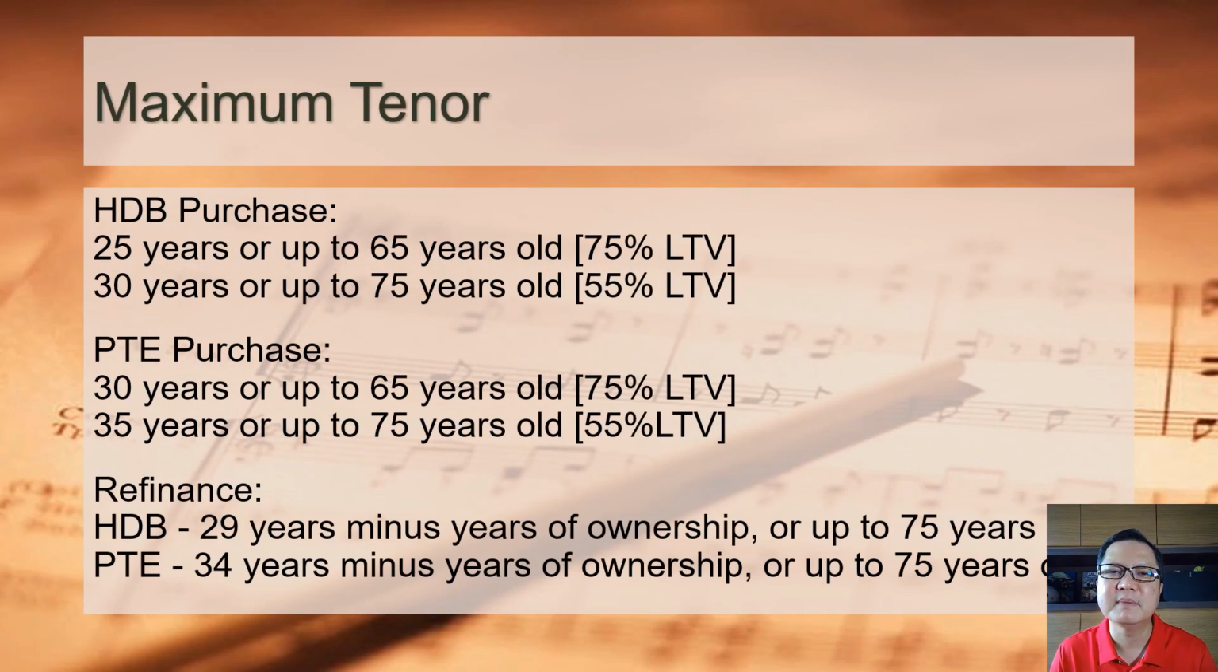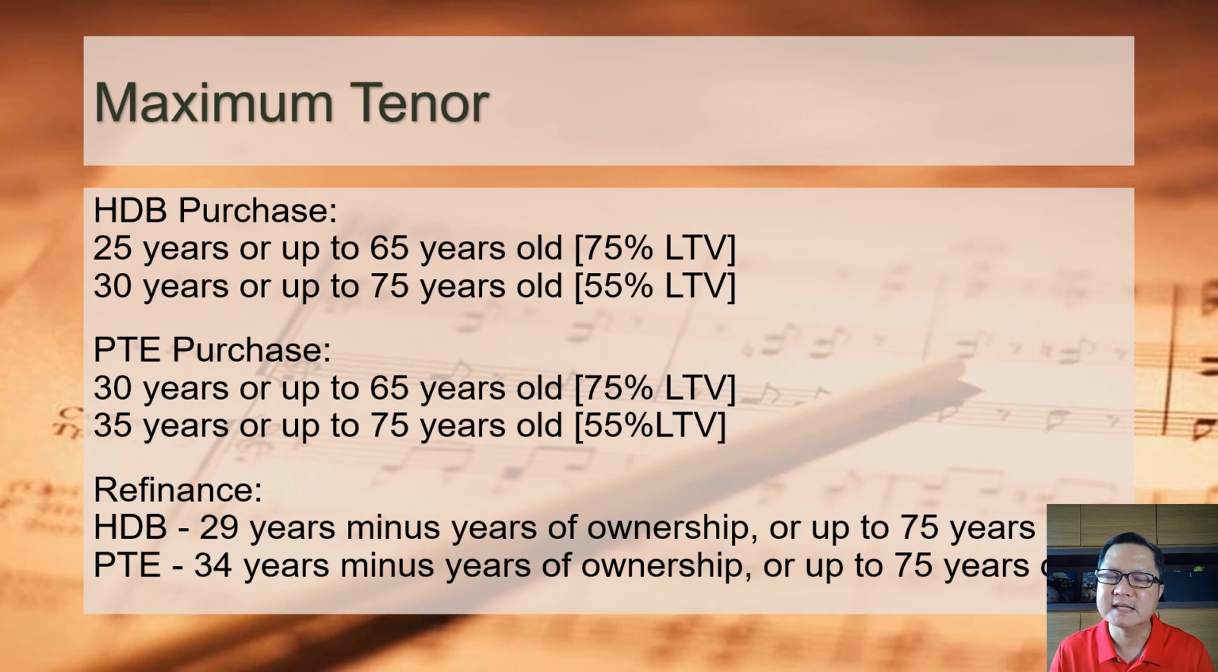What is the maximum allowable tenure? At the point of purchase, you can choose 25 or 30 respectively for HDB and private property, if your loan size is the standard 75%. If you drop your loan amount below that to 55%, then you can extend that by 5 years each.